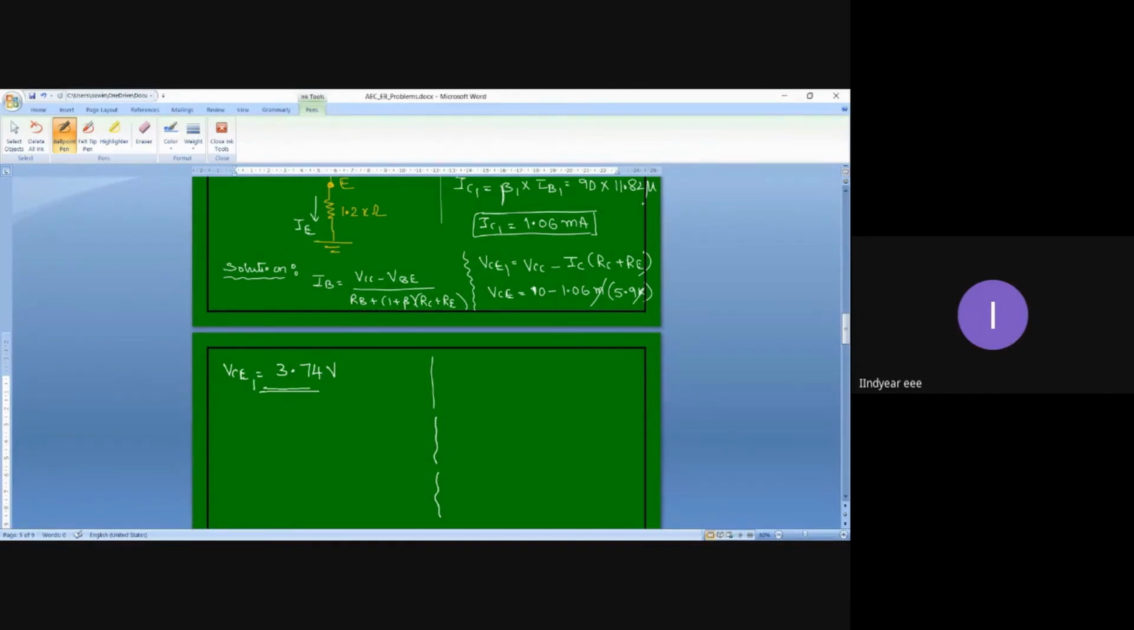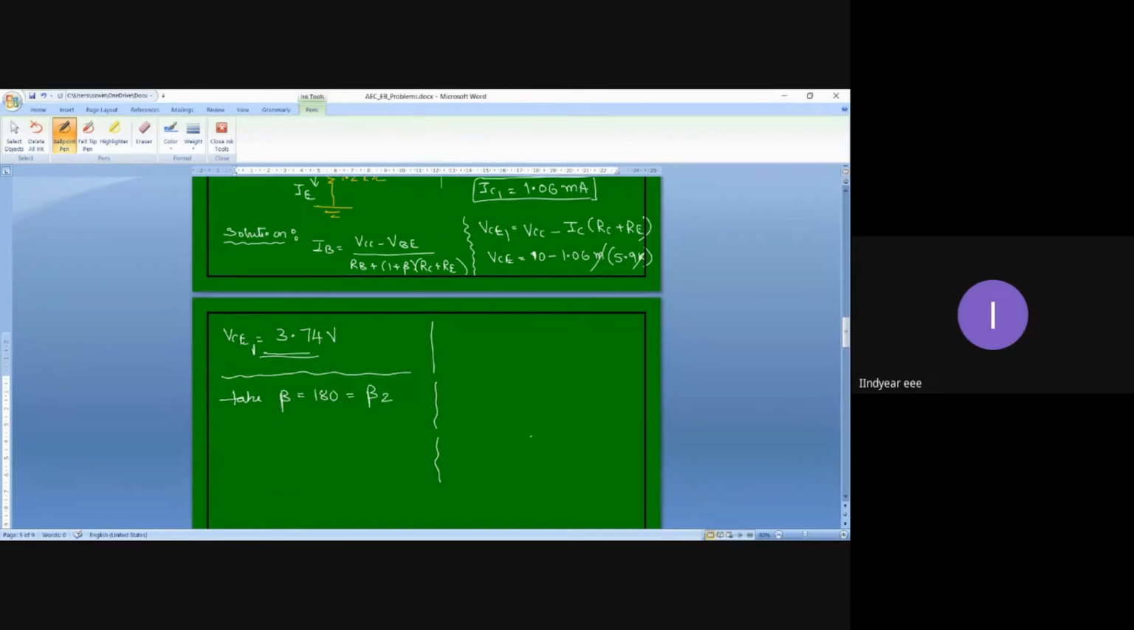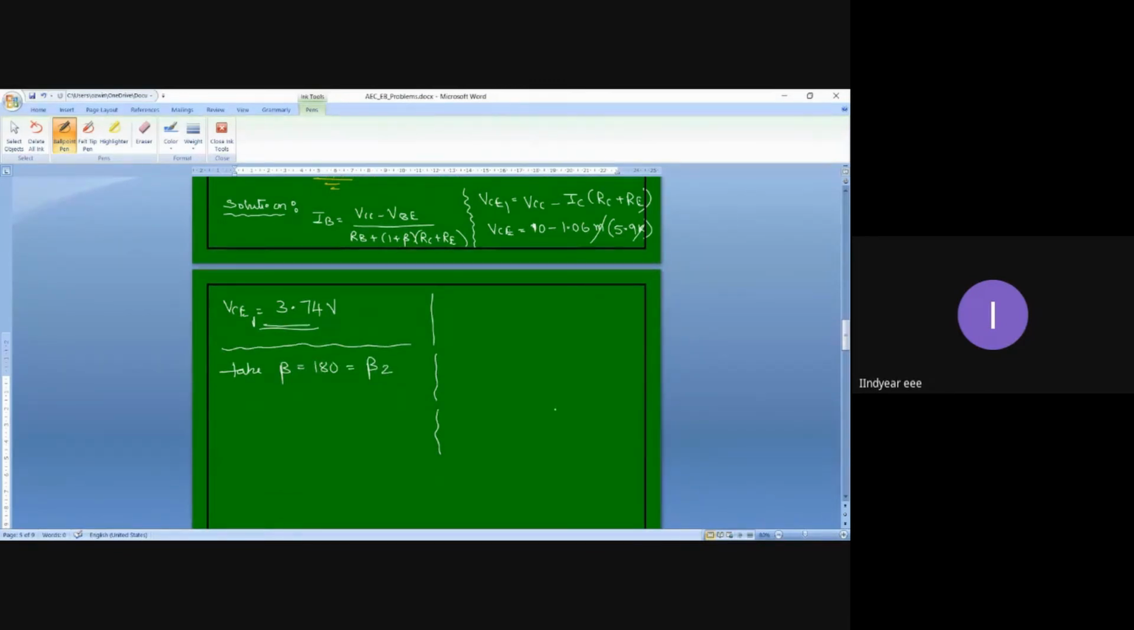So that's your VCE1. Okay. And now what you do is take beta equal to 180 and say that is beta 2. So for this fresh beta value, you need to recalculate the coordinates of the Q point, starting with IB2. I think I can directly write it. I'll write it once again.